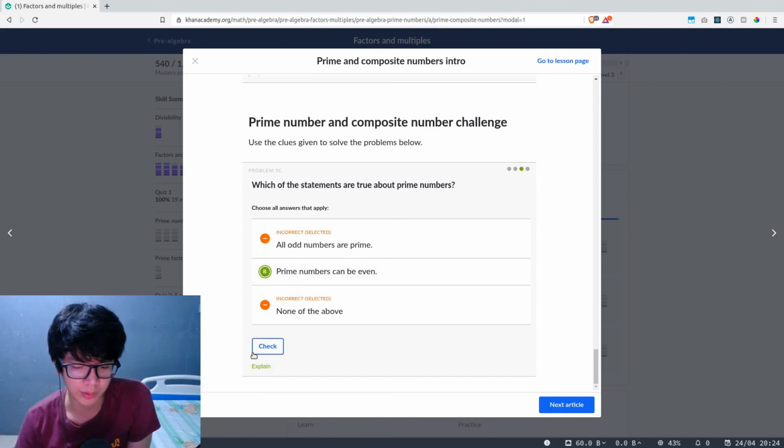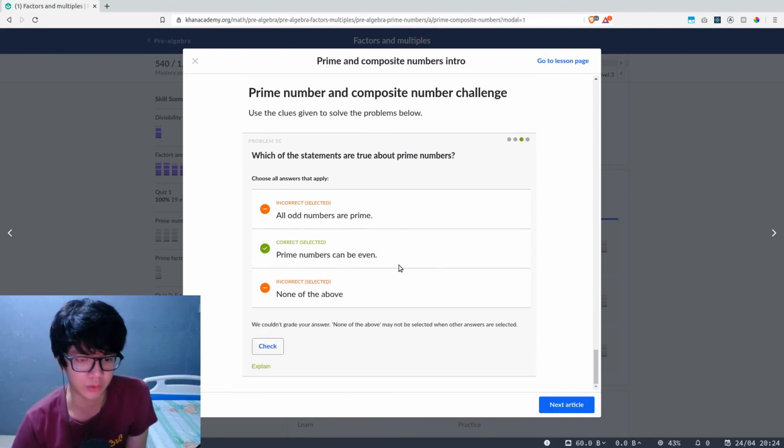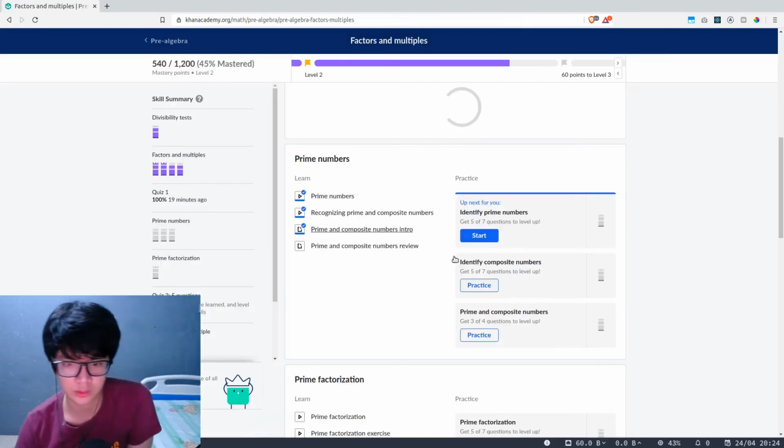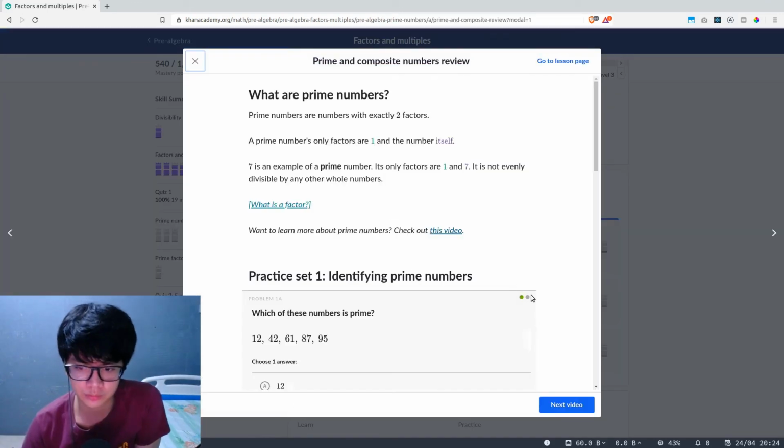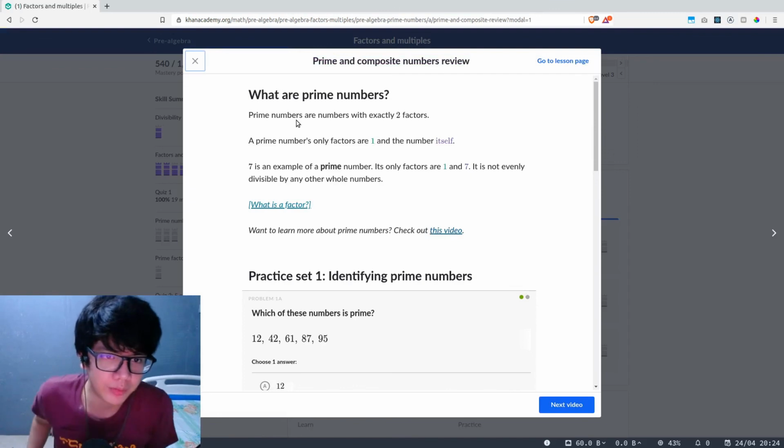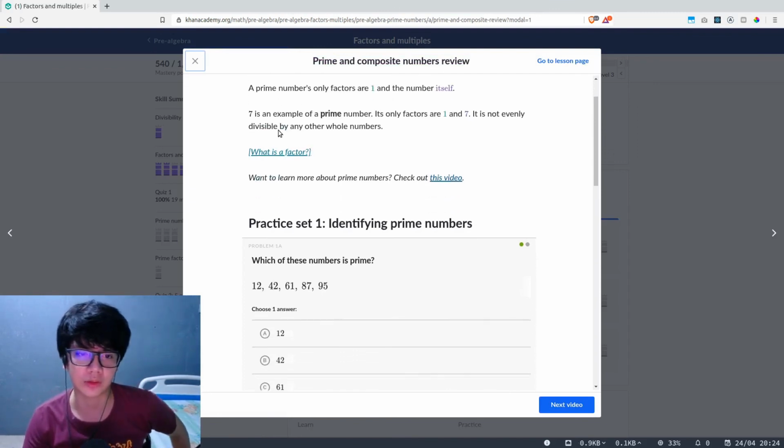All odd numbers are prime. Oh no, prime can be even. Oh, that number 2, right? Hey, prime numbers are numbers with exactly 2 factors.